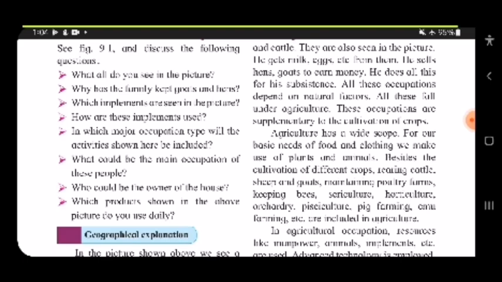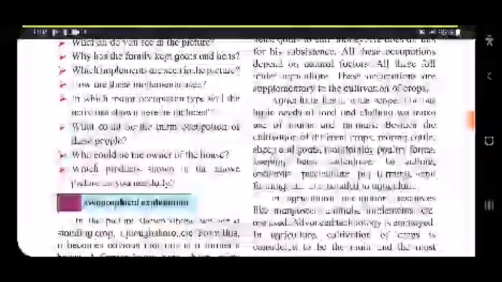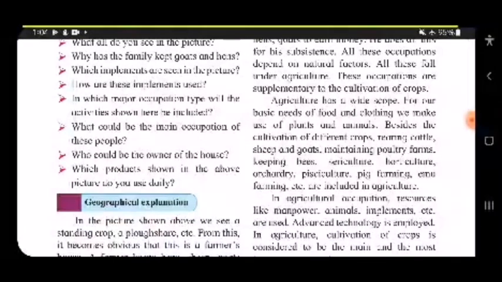For our basic needs of food and clothing, we make use of plants and animals. We get certain things from plants and from animals, which we use and eat. Besides the cultivation of different crops, we require rearing cattle, sheep and goats, maintaining poultry farms, keeping bees, sericulture, horticulture, orchardry, pisciculture, pig farming, emu farming, etc. are all included in agriculture. We will learn about them in detail.